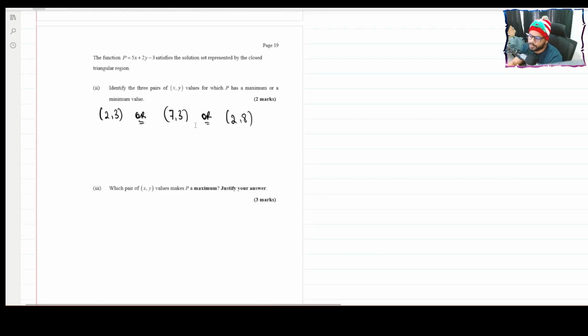Which pair gives a maximum value for p? Justify your answer. We need to check all three values. Ain't no two ways about it. Check all three values in p. So we will test the point 2, 3. I'll have p is equal to 5 into 2 plus 2 into 3, take away 3. 10 plus 6, take away 3, I'll get 13.